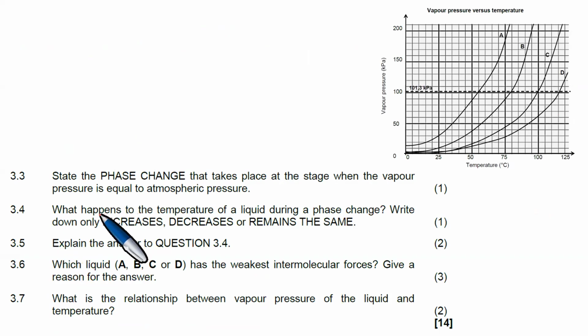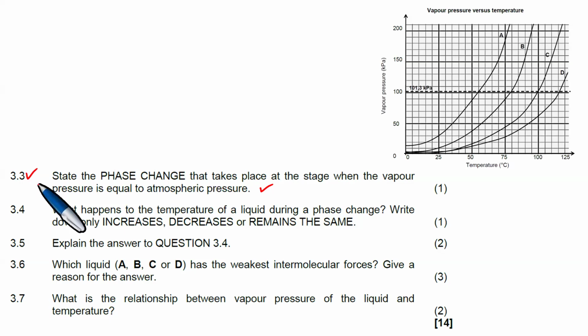There's something called the phase changes in chemistry. State the phase change that takes place at the stage when the vapor pressure is equal to the atmospheric pressure. What is the state change that takes place at the stage when vapor pressure is equal to atmospheric pressure? We're looking at 3.3 right now.